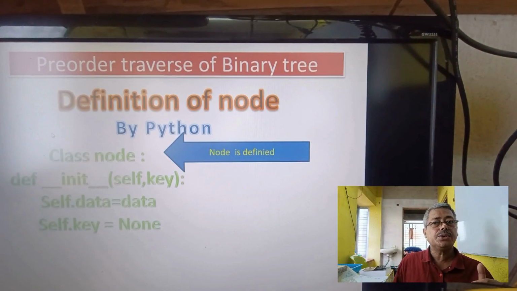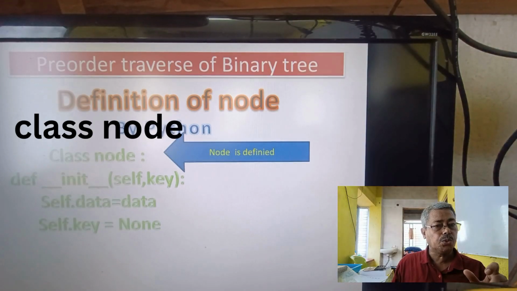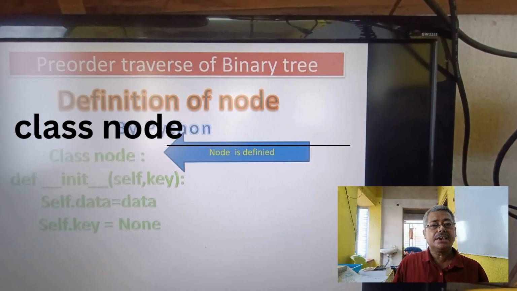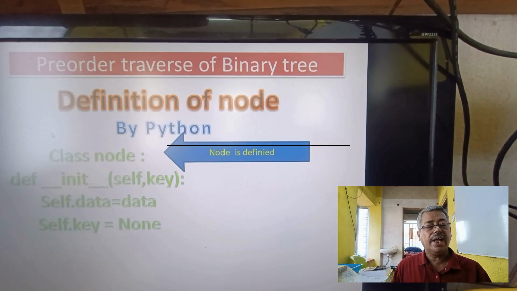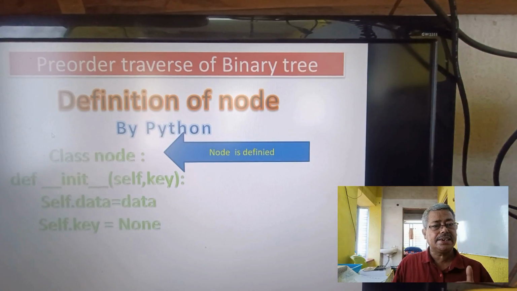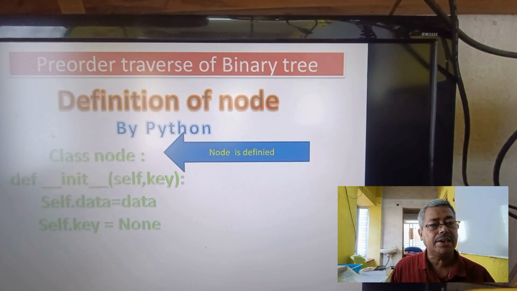So when we are going to define the binary tree traversal, first we have to define the node. That is the definition of the node by class. Here I define a class Node, and this is the first starting of the definition of the node and starting to traverse the binary tree. So in Node, there are two arguments, self and key. Self is for accessing data, and the key is initialized by None.